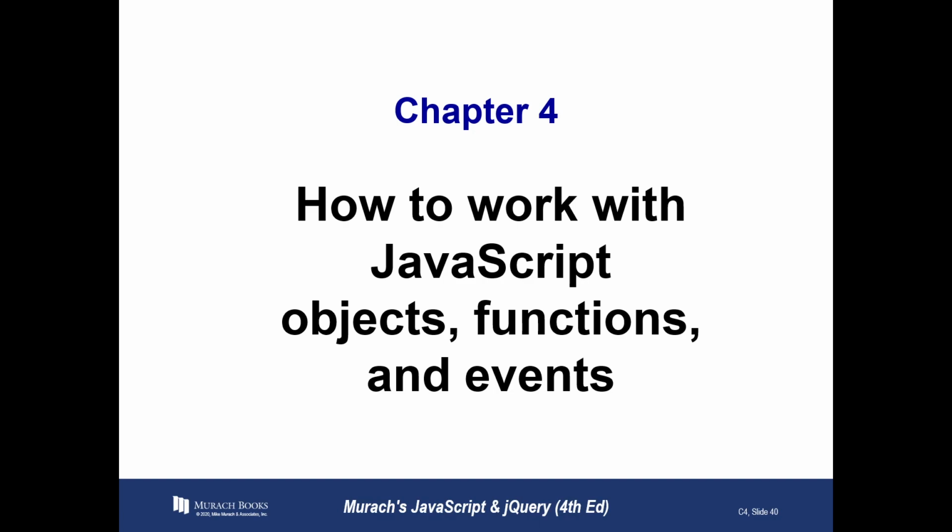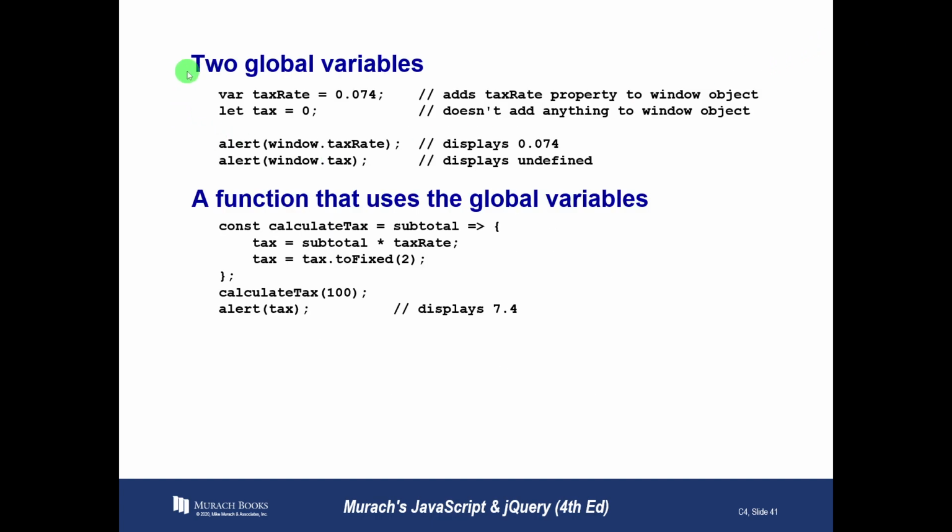In this video, we're going to learn how to work with global, local, and block scope of our constants and variables. So let's look at some examples of some global variables. Here I am declaring two global variables, and they're global because they're not declared inside any other function. They're declared outside of all the functions in our code.